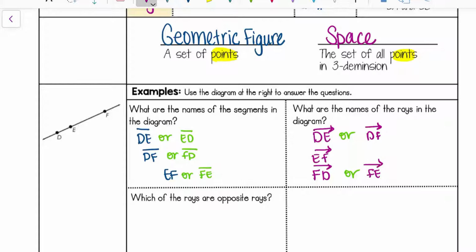Okay, which of the rays are opposite rays? Well, we have an initial point here at E, and it goes forever in this direction going through point D. So we have ray ED, and we have the other ray starting at E going through F that way. So EF. All opposite rays will always have the same first letter.